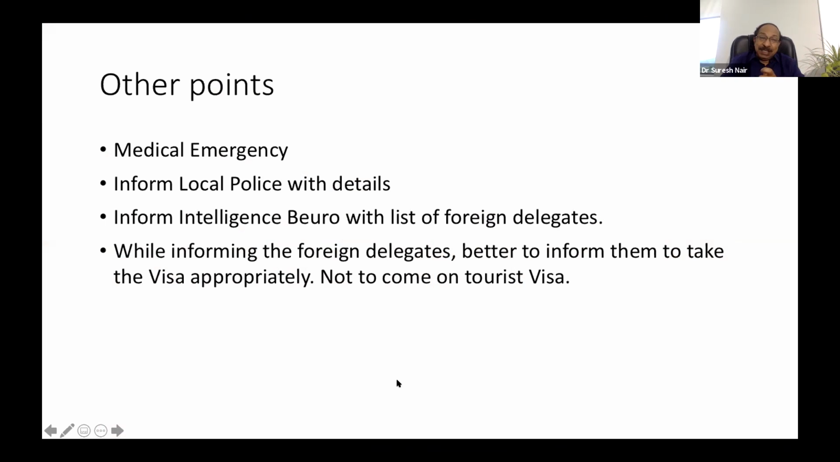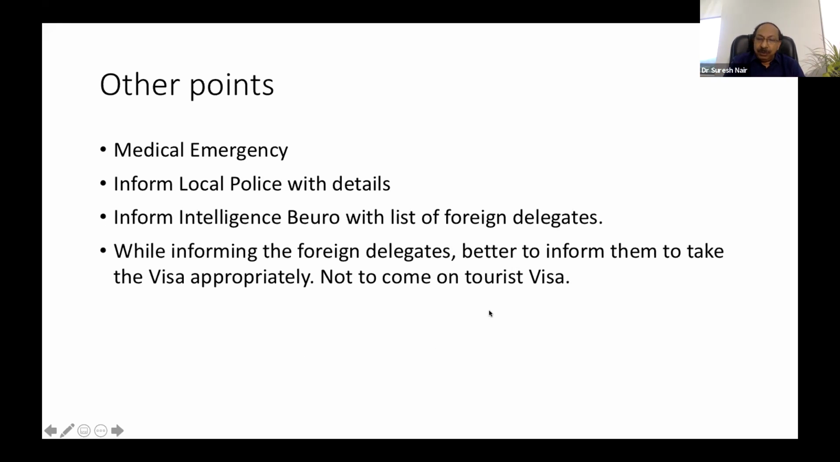Other points, medical emergency. In such a conference, you have to make sure that there is a doctor or a small room where a doctor is available, because international people are coming. You have to inform the local police with details of who is attending, who the foreign participants are. You have to inform the intelligence bureau about foreign delegates, so that when they arrive at the airport, they will not have much hurdle. When they say they are going for TENCON 2019, since we have informed them, they will get an easy entry permit.